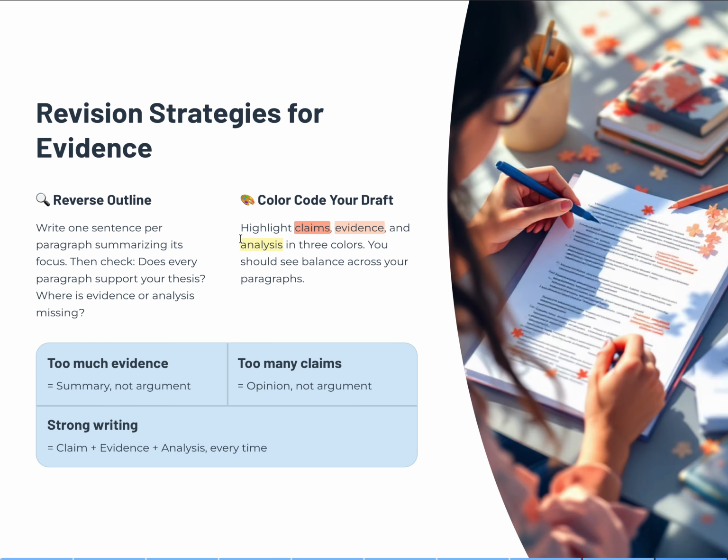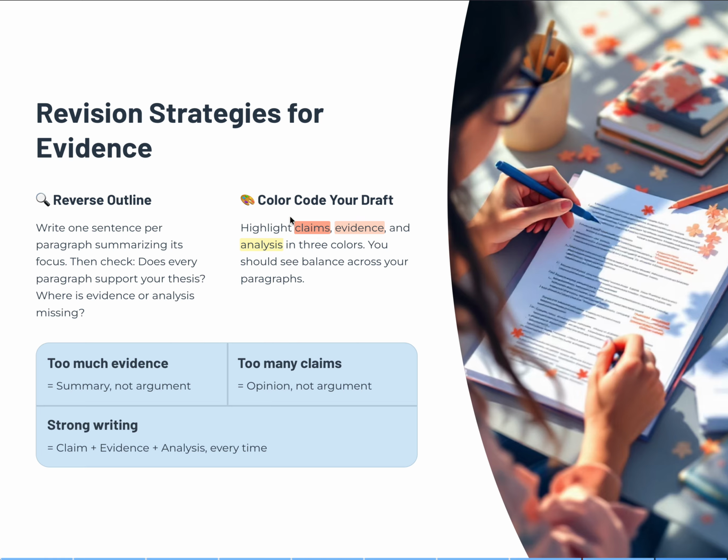Now here we have revision strategies for evidence. So two strategies that will help you immediately strengthen your paper. First, create a reverse outline. After drafting, write one sentence per paragraph summarizing its main point. Then check whether each paragraph clearly supports your thesis. We should be able to trace all of those ideas back to your original argument.